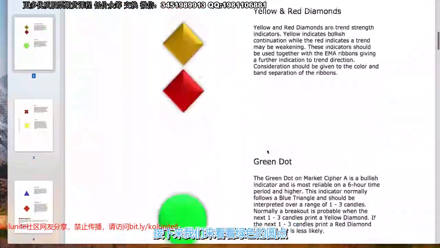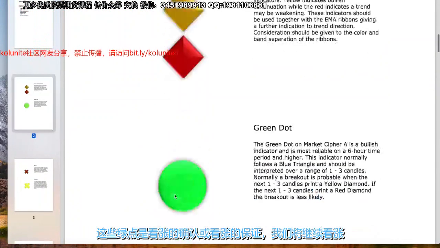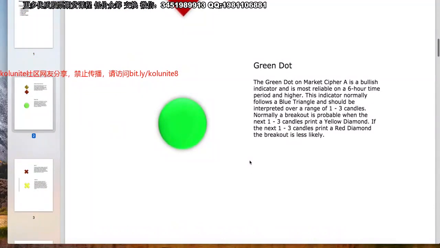Next we get to the green dots. These green dots are bullish confirmations, or bullish reassurances, that we are going to be continuing on in a bullish trend.